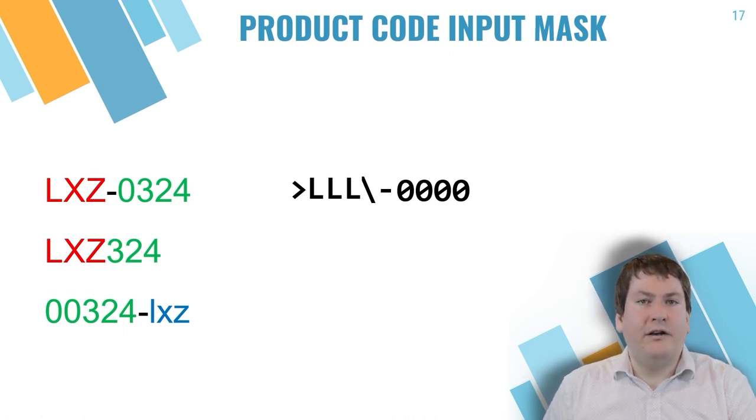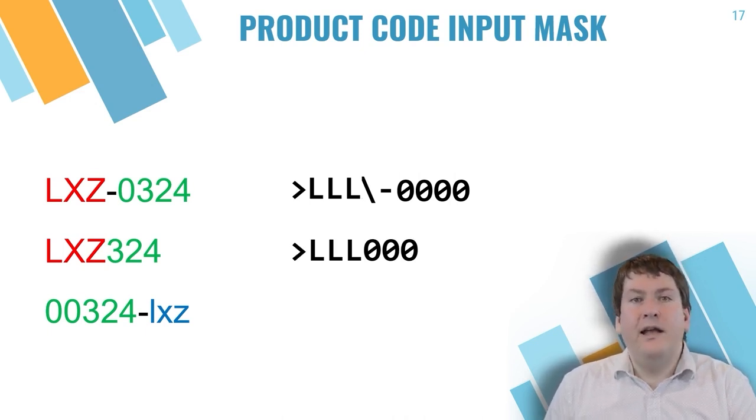Looking at the second product ID, and following this exact same set of steps, we'd get an input mask that looks like this. Again, the greater than sign is used to enforce capitalization. But this time we only want 3 digits, so we just have 3 zeros.